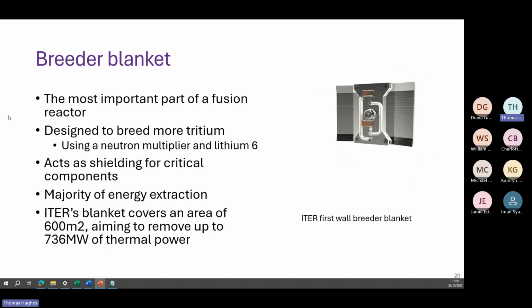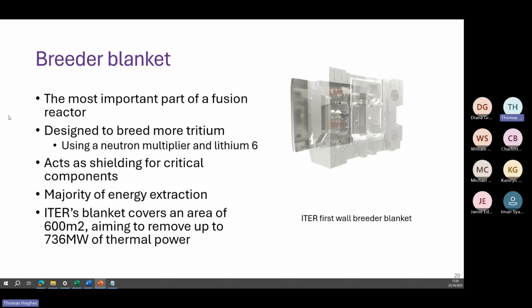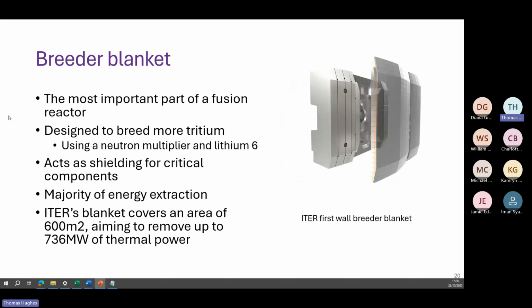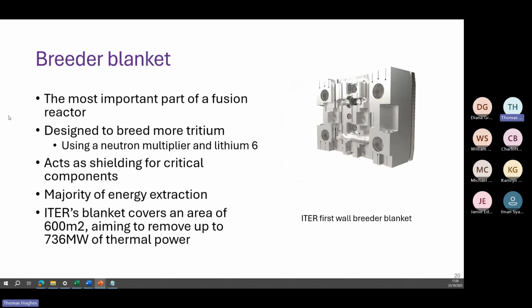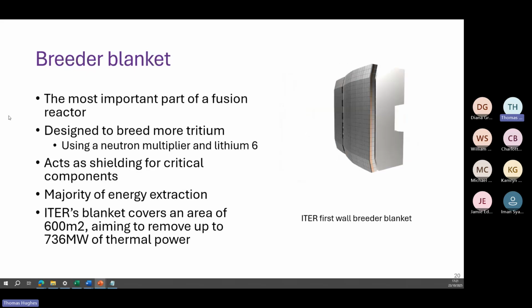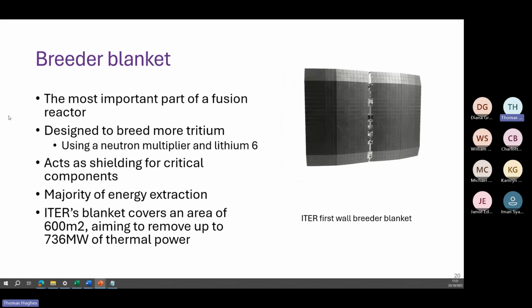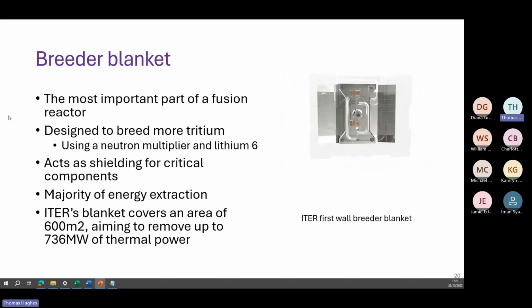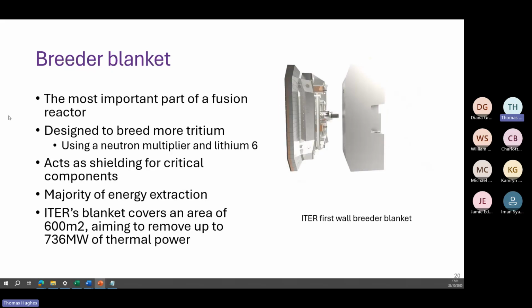So this is potentially the most important part of a fusion reactor. It's the breeder blanket. It's made to make more tritium. So you generally use lithium-6 and some form of neutron multiplier. Generally, you go for lead. A neutron multiplier is essentially an atom where if a neutron hits it, it will create more neutrons as a result, because they fly off.